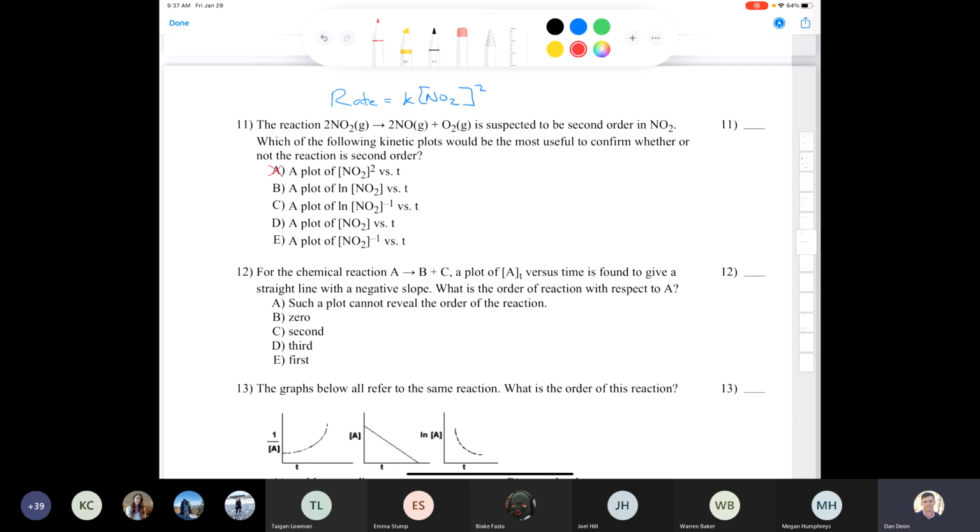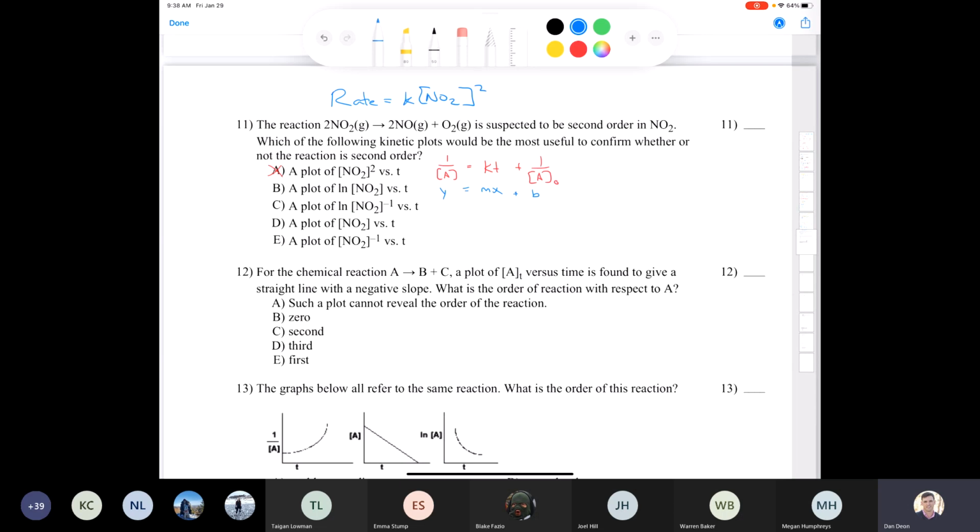I see some people saying that it's E, and that is correct, right? It must be E. And the reason why is because if the reaction is second order, if we go back to the integrated rate law for a second order reaction, we saw that it is in the form y equals mx plus b: 1 over the concentration of A is equal to kt plus 1 over the initial concentration of A, like that. That is in the form y is equal to mx plus b.